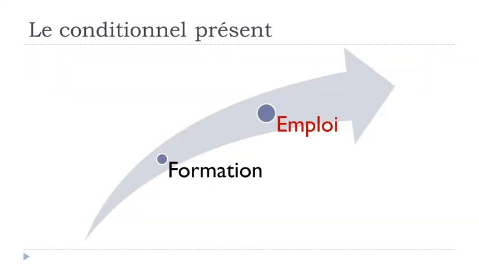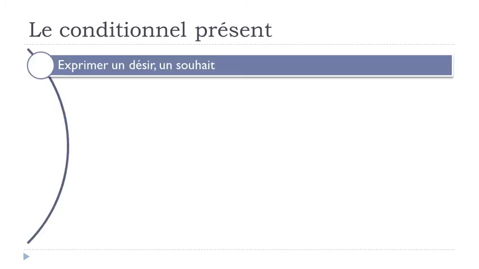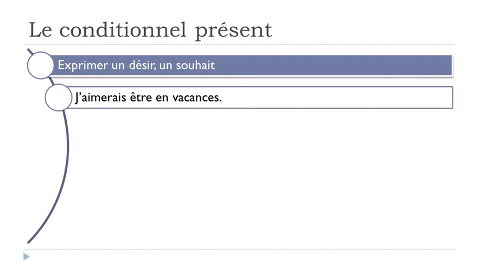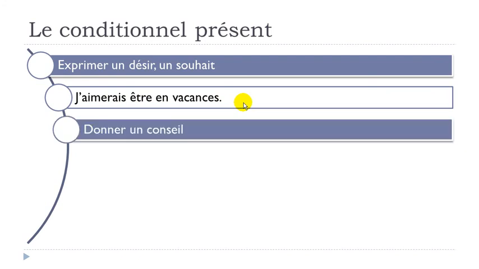Okay? And now let's see when we should use this conditionnel présent, because that's the most important thing. The first situation would be to express a desire or a wish, exprimer un désir ou un souhait. Okay? J'aimerais être en vacances. Aimer, to like or to love. And here you've got the conditionnel form. Être, to be. En vacances, on vacation, holidays. J'aimerais être en vacances.